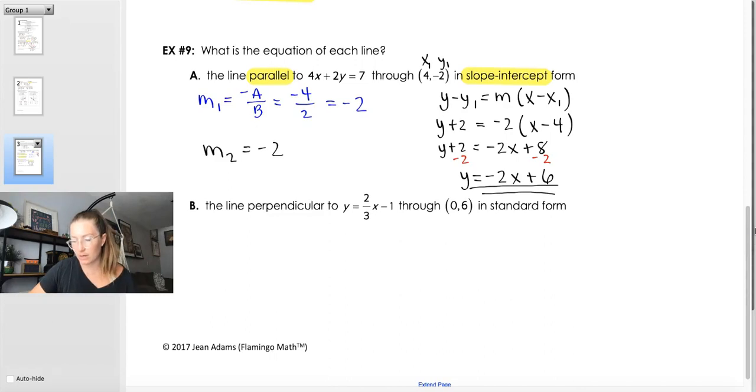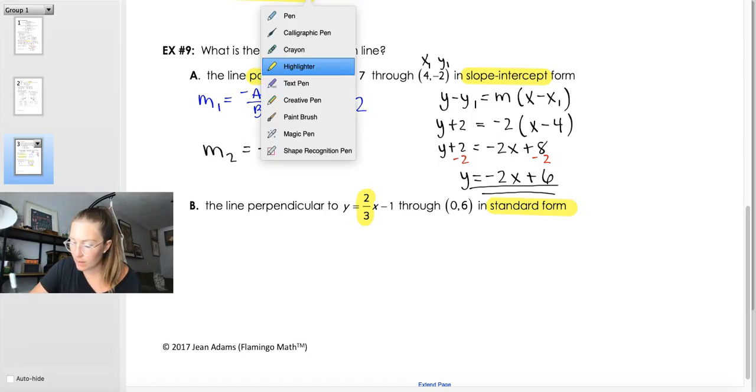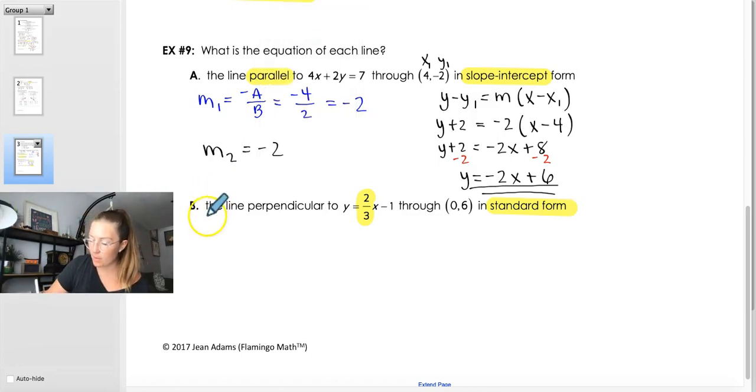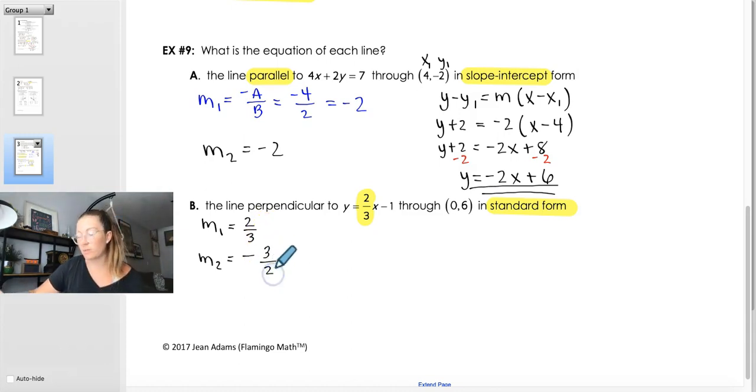Alright, last but certainly not least, we want to find a line perpendicular. This is nice because this is giving it to me in slope-intercept form. So there's my slope, and it wants us to put it in standard form. The slope of my first line is 2/3. So the slope of my perpendicular line needs to be the opposite reciprocal: opposite sign, so now it's negative, and reciprocal, flipping the fraction. So my new slope on my perpendicular line is -3/2.